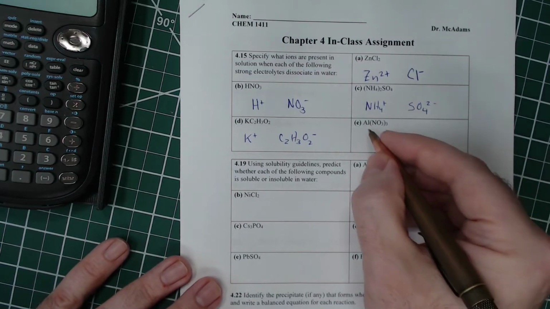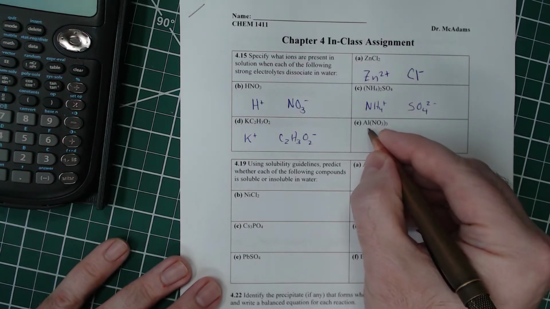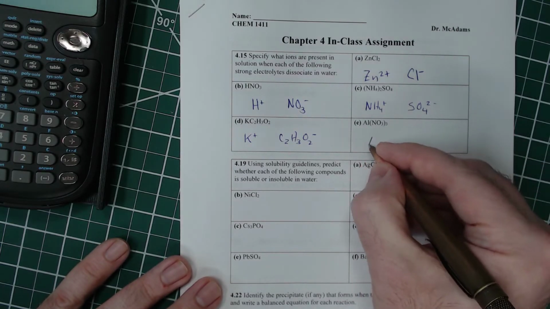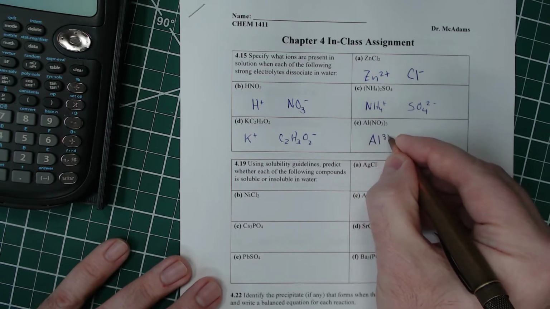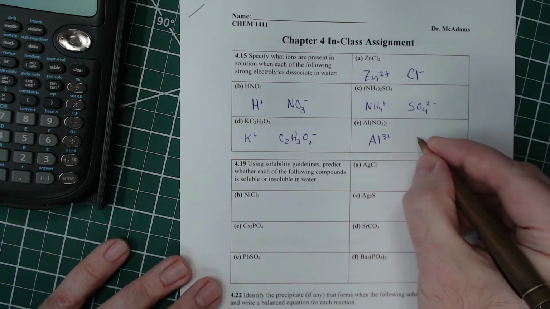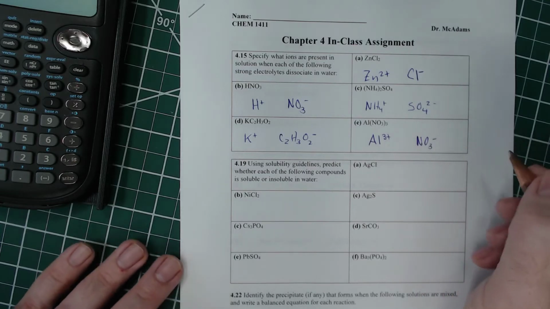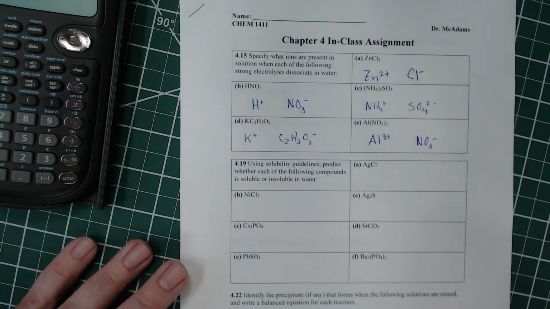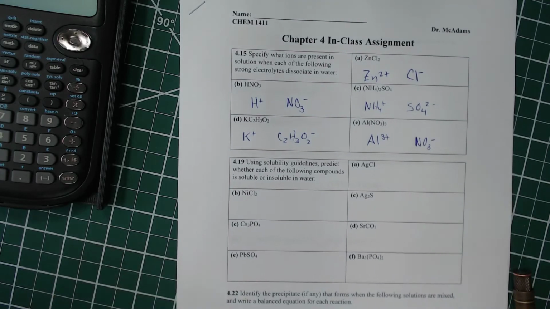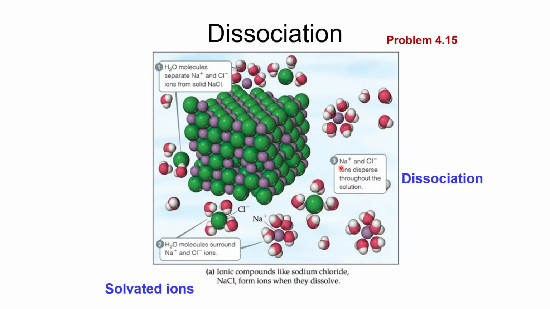All right, over here we've got aluminum nitrate. Aluminum is in group 3. We know it forms a +3 charge, and nitrate, as I'm sure you have memorized, is NO3-. All right, so that is all of those. That is just practice on figuring out what ions are present. We're going to be doing that quite a bit as we look at additional problems.